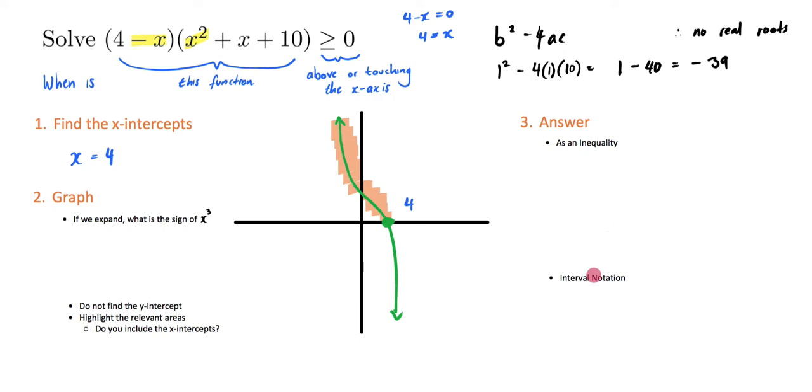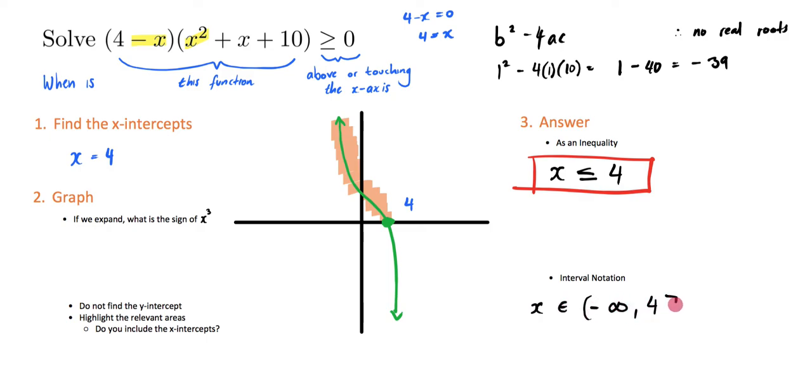Remember, you can write your answer in 2 different ways, as an inequality or as interval notation. So I could say that this is when x is less than or equal to 4 as one of my answers. So let's put a red box around that. And the other way I can write my answer is using interval notation. So this would be x is an element of negative infinity all the way to 4, and I'm including 4 there. So that is my other way of writing this down.